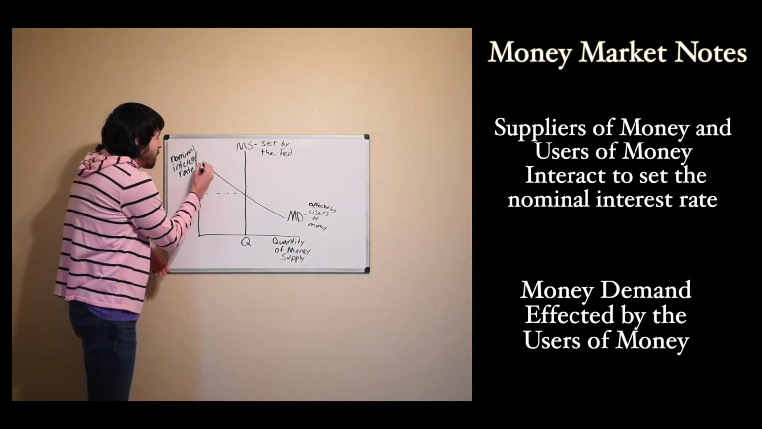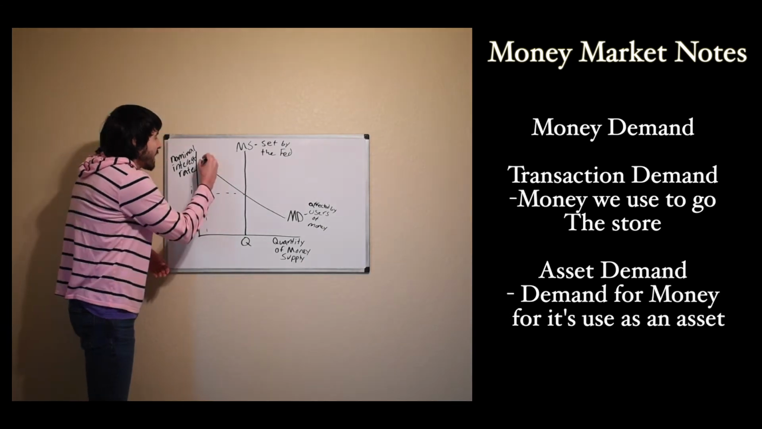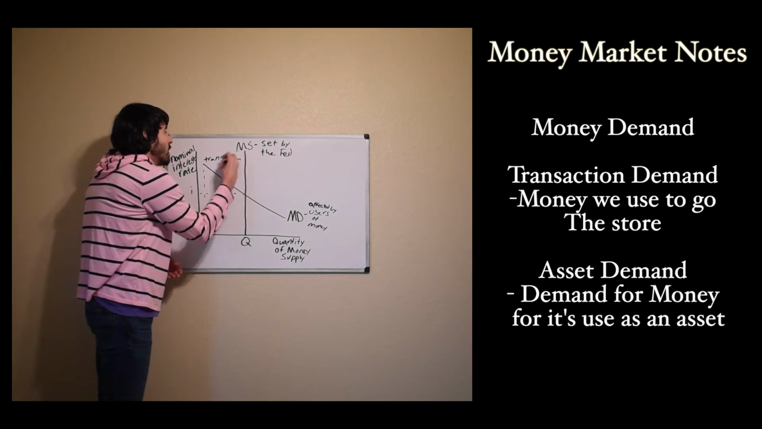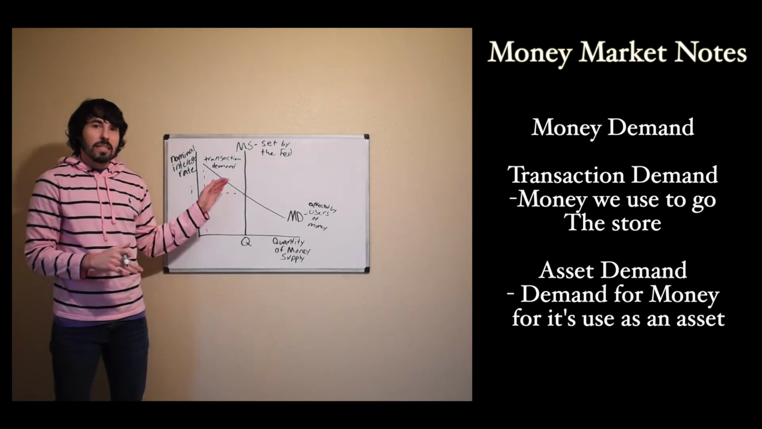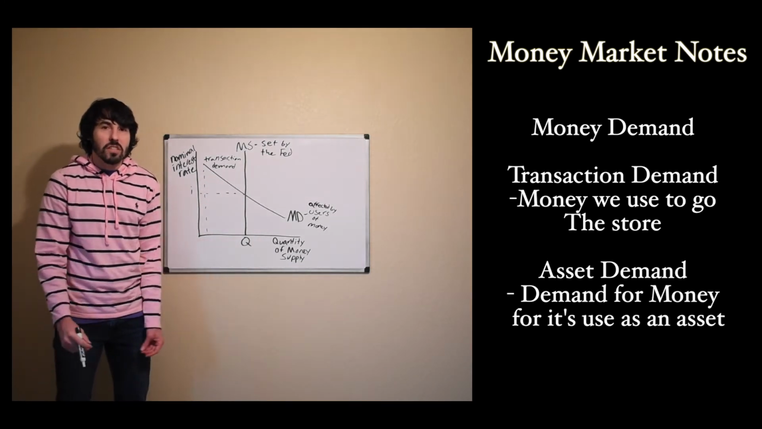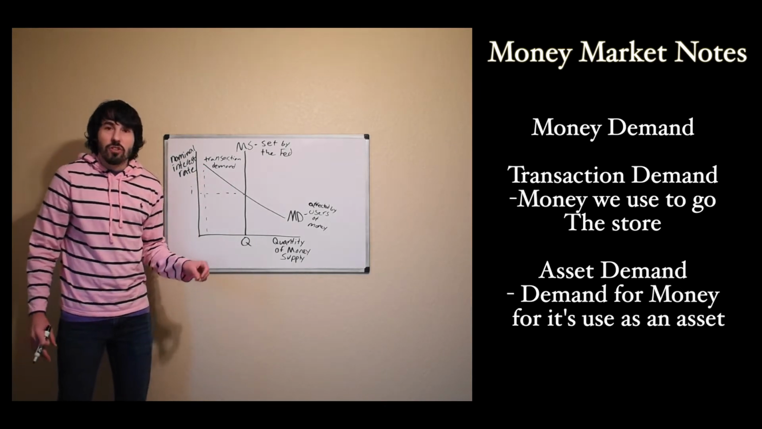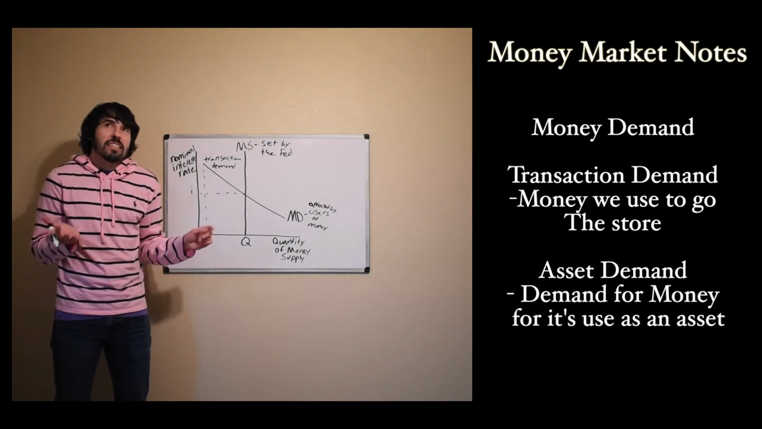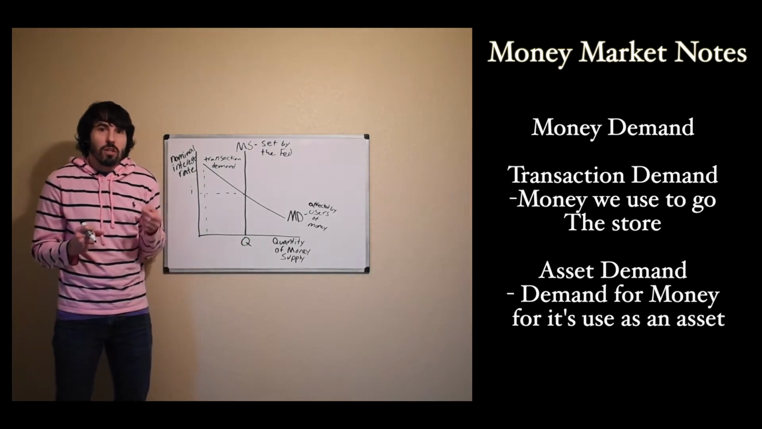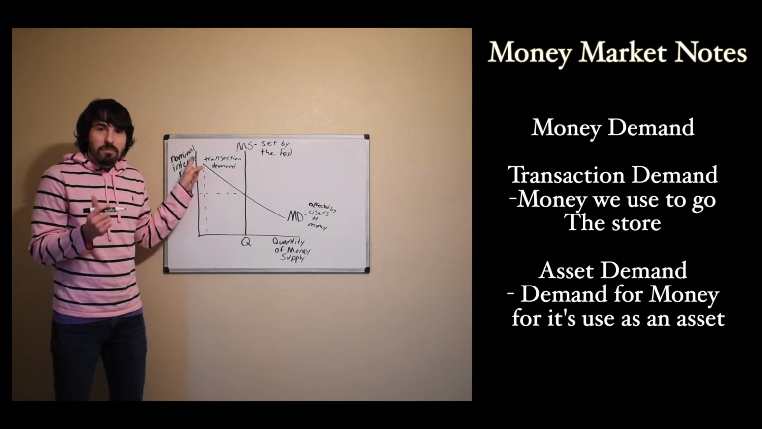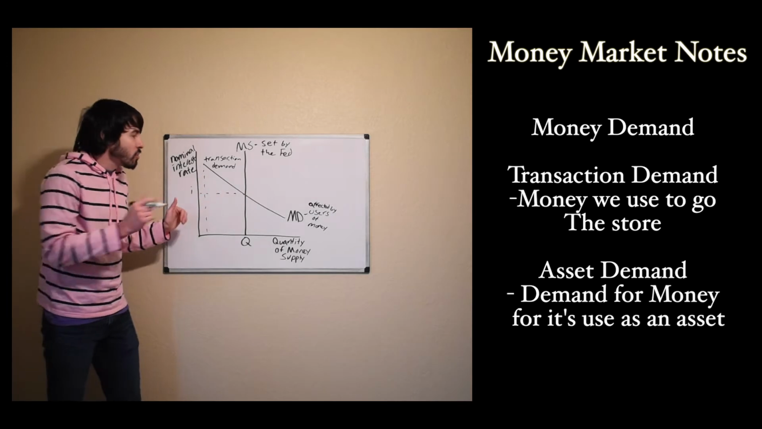Way up here at the top, this is what we call our transaction demand of money. What that means is this is the money that we demand in order to make our everyday transactions, our purchases of goods and services. It's not affected by the interest rate, and so because of that, it's all the way at the tip top. You don't check the interest rate before you go to the grocery store or before you go buy a latte at Starbucks. And so because of that, transaction demand of money is not affected by the nominal interest rate.